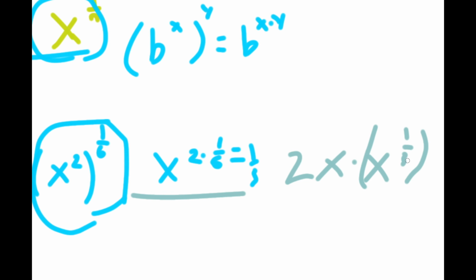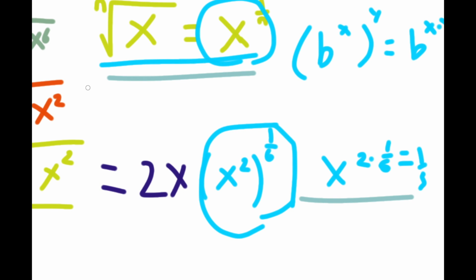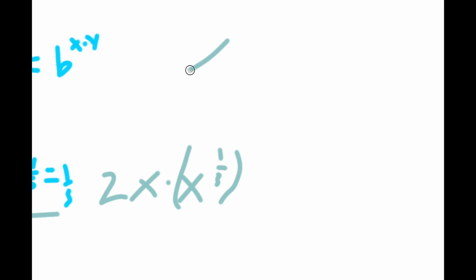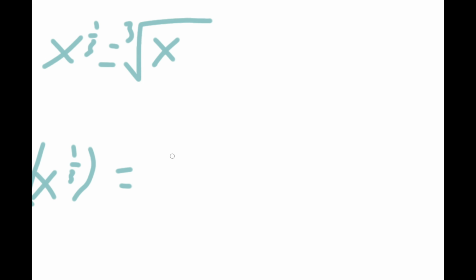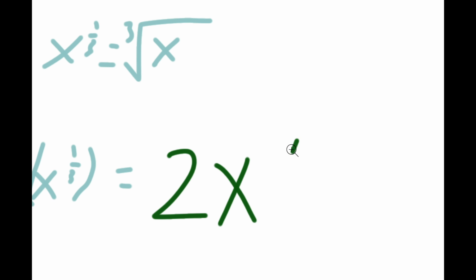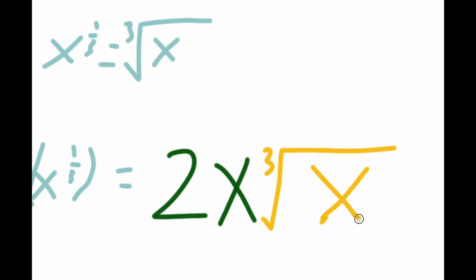Now what we can do is put that in standard radical form. We can just use this law right here, but we can reverse it, right? x to the 1/3 is going to be equal to the cube root of x. So if we do that, this is equal to, and drum roll please, 2x times the cube root of x. So that is the most simplified version.